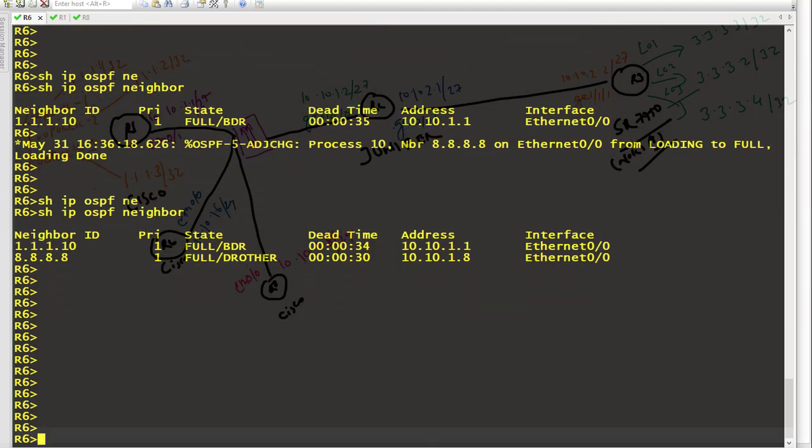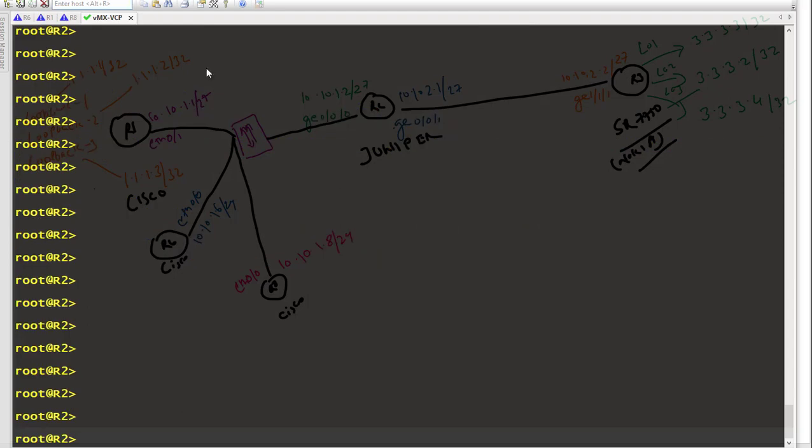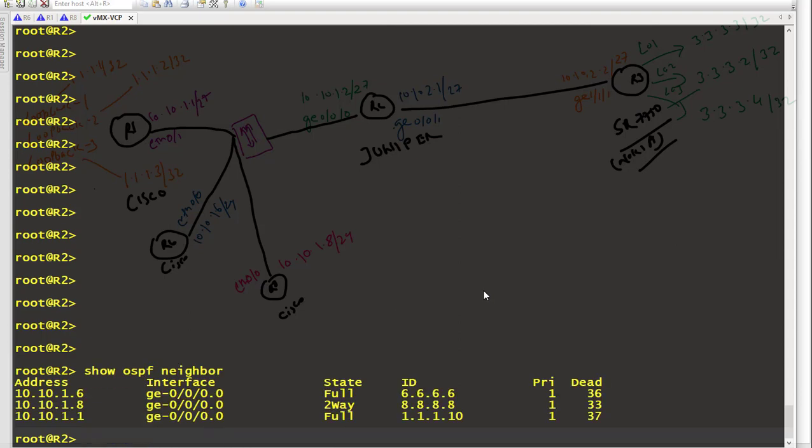Now I will restart my fourth router, the Juniper router, and check. Now my Juniper node is up. Let's check the neighborship detail here. Show ospf neighbor. Now I have a neighborship with 6 in full state.